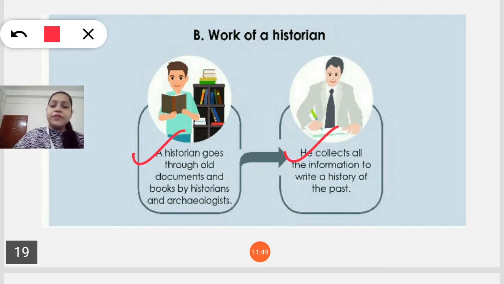So children, we'll stop till here, and with this we come to the recapitulation of our first lesson. Tomorrow I'll take a quick recapitulation of lesson number 2, lesson number 3.